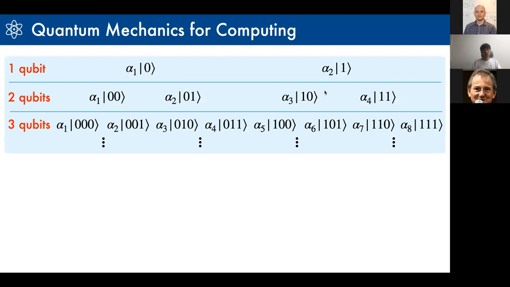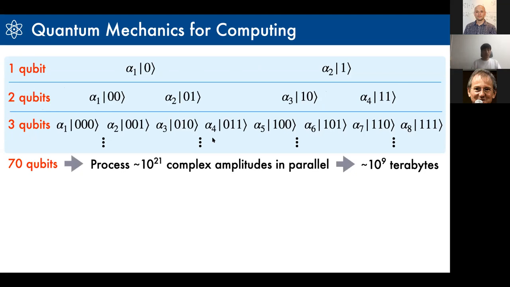The first lecture we already did, I'm showing this again from the first lecture. Remember that when we have multiple qubits, the dimension of the state space increases exponentially with the number of qubits. When we had one qubit, there are two computational basis states, so two complex amplitudes. When we have two qubits, there are four complex amplitudes. When you have three qubits, there are eight, and so on. Let's say we have 70 qubits. There are roughly 10 to the 21 complex amplitudes in superposition.